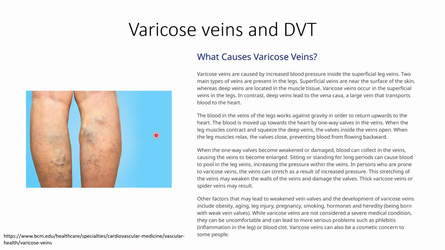So, if the blood goes through them, they just sort of snap back if the blood tries to come back down. So, when the leg muscles contract and squeeze the deep veins, the valves inside the veins open, and when they relax, the valves close. So, that prevents the blood from flowing backwards, like how gravity would make it. Now when the one way valves become weak or damaged for some reason or the other, the blood can collect in the veins, and that causes the veins to become enlarged, like you can see over here in this image.